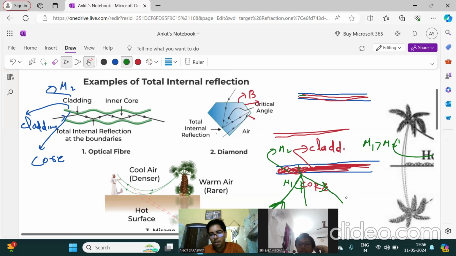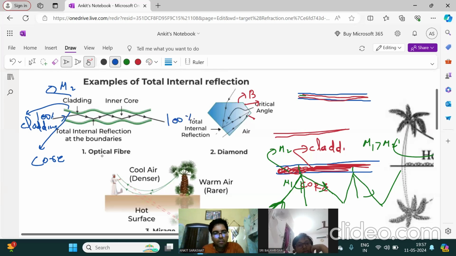TIR. Again TIR. Like this. Why is TIR happening here? Because they just fix the values of this mu1 and mu2, core and cladding. Because of that, any signal that enters this optical fiber, this one fiber, if any light enters from this point, then 100% of the signal is received at your home.